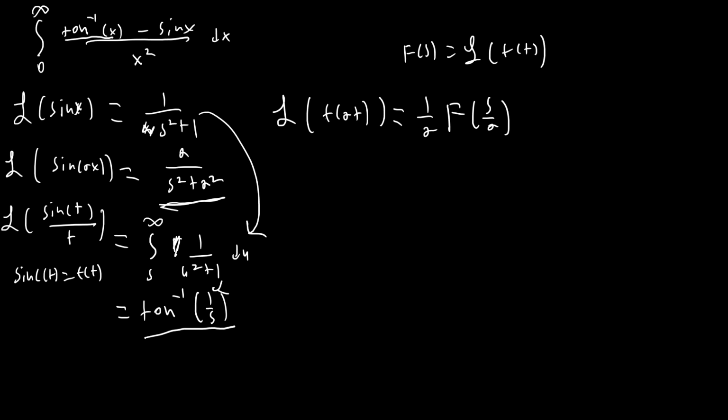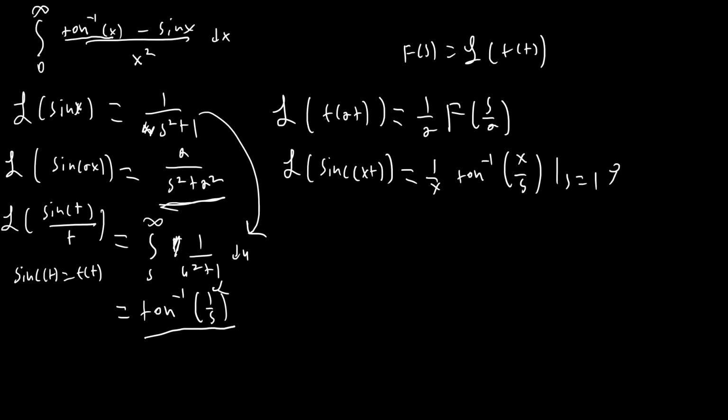So we're going to have the Laplace transform of sinc of xt. Again, this is the Laplace transform with respect to t as our integration variable. So this is going to end up being 1 over x times inverse tangent of x over s. And if we let s equal 1, then we're going to get an inverse tangent, which is exactly what we have in our integral. So let's substitute that in real quick.